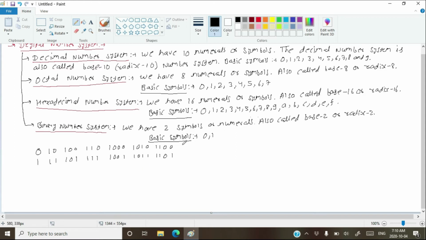After that you have 1110, then you have 1111, and after 1111, tell me what will be the next number. You have actually exhausted all your four-digit numbers. That's how the next number that comes here is 1 followed by four zeros. So that's how you continue counting in the binary number system.